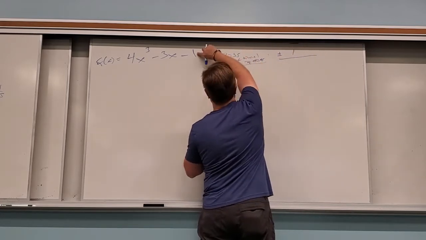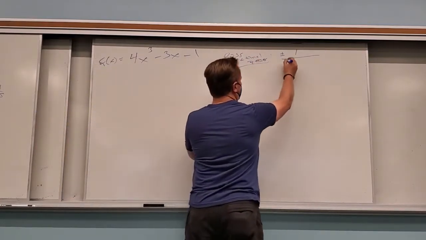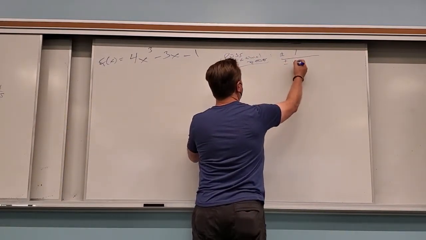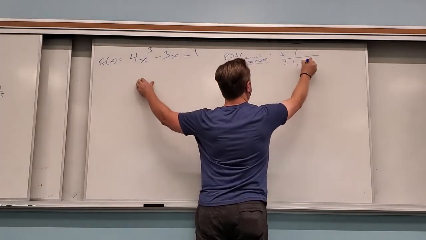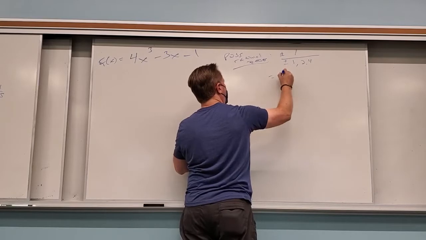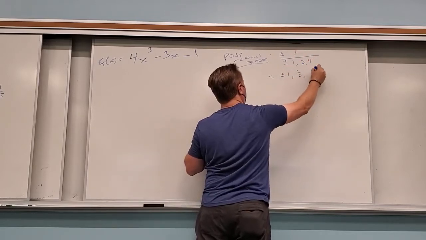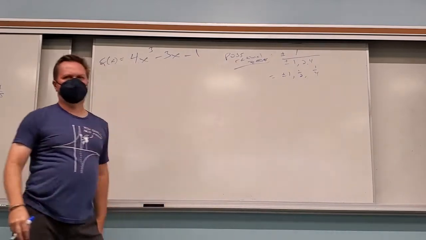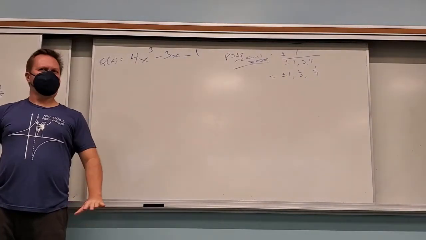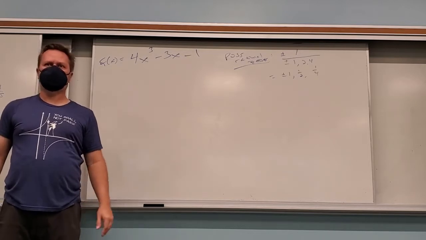What do you put on top? 1, there's only plus or minus 1 for 1. What goes in the bottom? 1, 2, 4. So then I can put this together: 1 over 1, 1 over 2, 1 over 4. So not a very big list, but 2/3 of the list are fractions, so oh well.